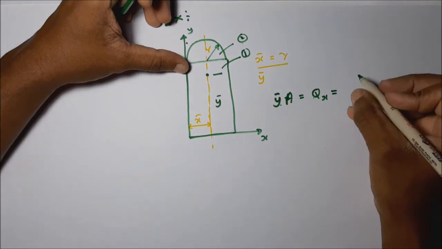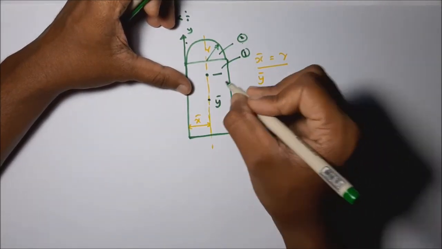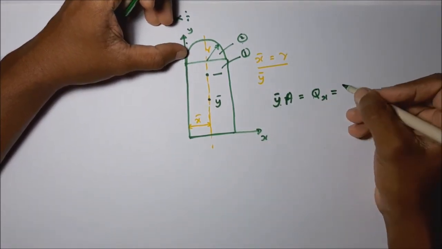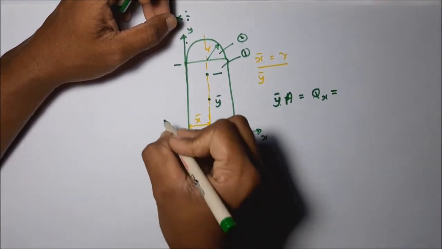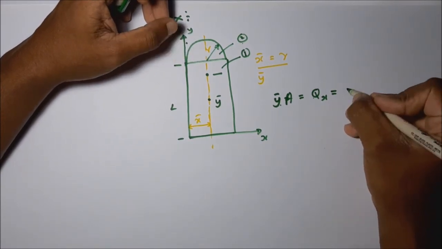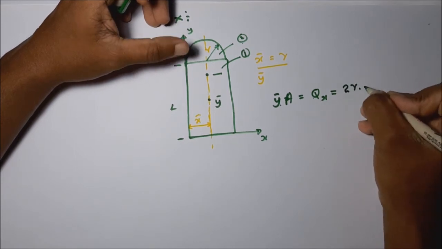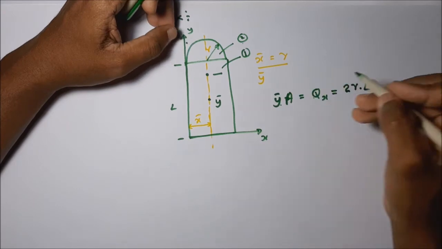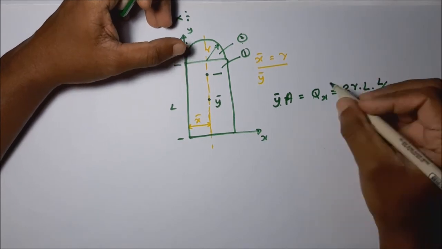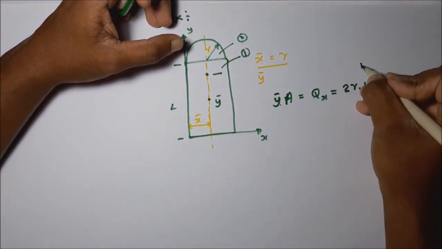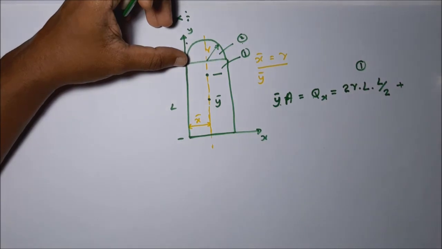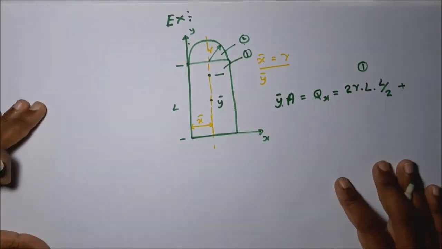What is the moment produced by the first component? Consider the first component; this is the centroid point. Let's take one of the dimensions as missing; let's take this as L. What is the total area? 2r into L. Then the length to the centroid is L divided by 2. This is the moment produced by the rectangular section, the first element, plus the moment produced by this semicircular one around the x-axis.